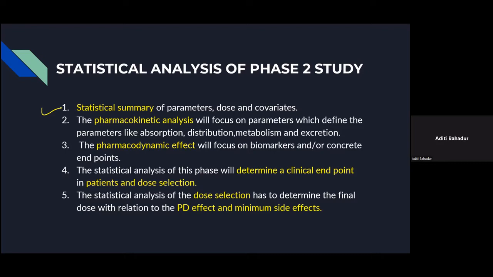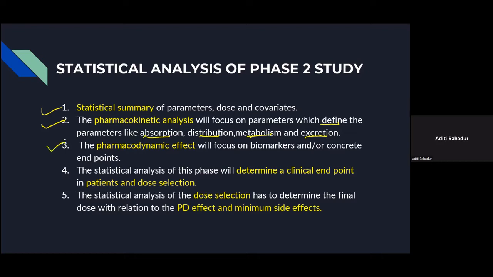So we do the pharmacokinetic analysis again, and here we will focus on the parameters that define the pharmacokinetics, like absorption, metabolism, excretion, and distribution. And here we will understand the pharmacokinetic parameters in patients. And here we define the pharmacodynamic effect. We put a lot of focus on the pharmacodynamic effect. So either we will focus on certain biomarkers, or we will focus on concrete endpoints.